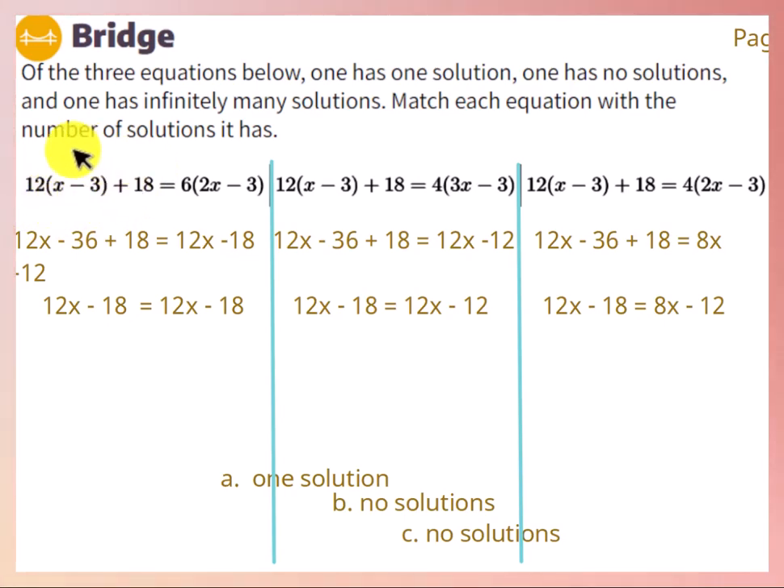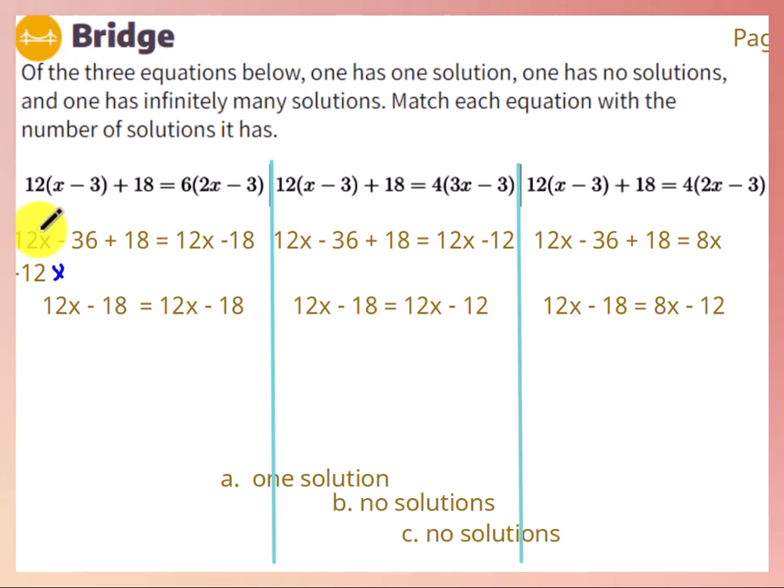To simplify the left-hand side, we distribute the 12 into both terms in that binomial. So 12 times x is 12x, 12 times -3 is -36, and we still have plus 18. On the right-hand side, distribute the 6 into both terms in that binomial. 6 times 2x is 12x, and 6 times -3 is -18. Subtract 12x from both sides. That x is not written there. Let me write it. Sometimes my notes are missing some things.